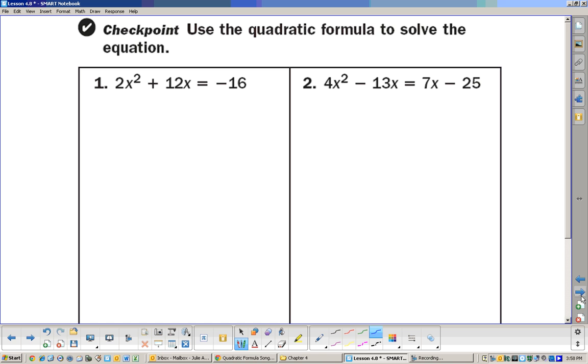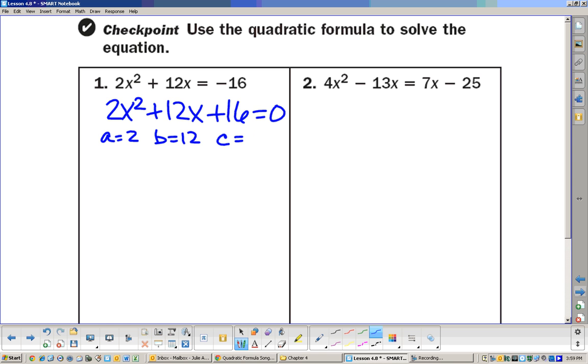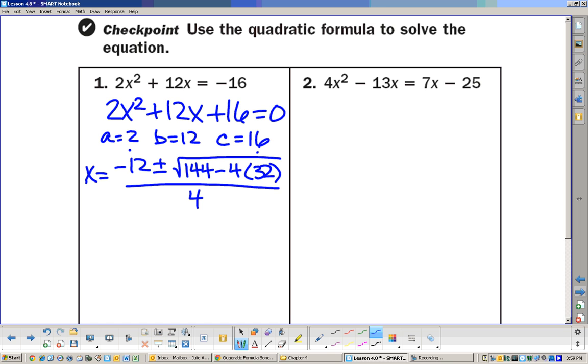In solving this equation, the first thing I would do is put it in standard form. So I'm going to add 16 to both sides and get it equal to 0. Now my A is 2, my B is 12, my C is 16. It doesn't hurt to write those 3 things down. It helps keep you organized. So what does x equal? x equals negative B plus or minus the square root of B squared, which is 144, minus 4 times A times C, which is 32, all over 2A. So that would be over a 4.